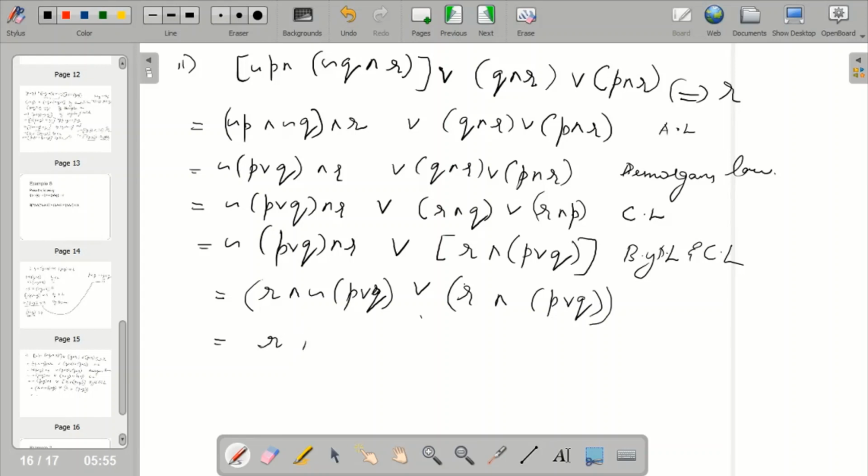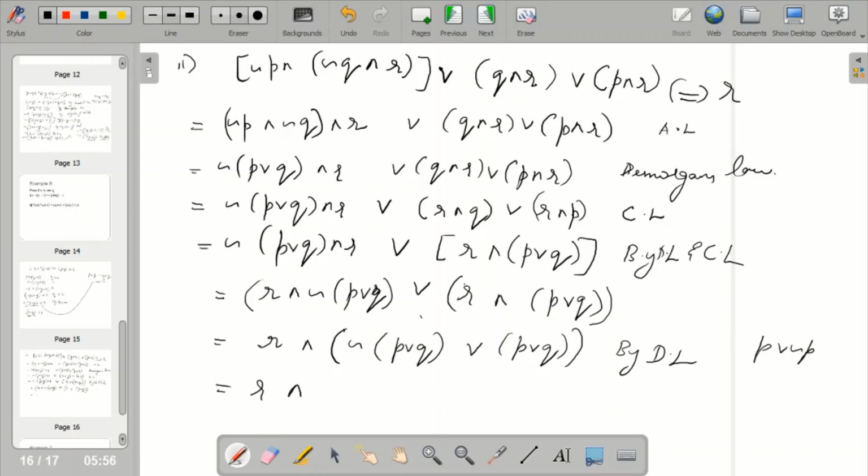Then negation of P or Q. Then or P or Q. So you know that this is inverse law. This we got by distributive law, but this concept is by inverse law. So you know that in inverse, P or negation of P is always inverse law.